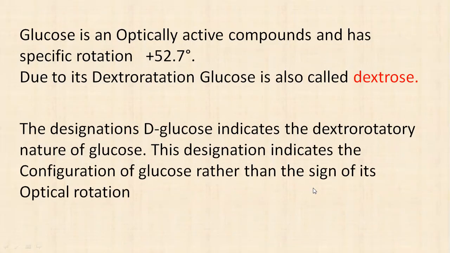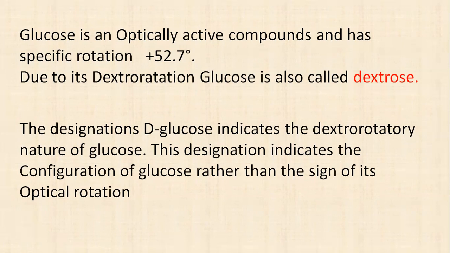Glucose is an optically active compound and has a specific rotation with a positive sign, 52.7 degrees. Due to its dextro rotation, glucose is called dextrose. This means when we place optically active glucose in a polarimeter, it shows rotation towards the right side, and therefore it is indicated by a positive sign. This is the positive sign with 52.7 degrees.